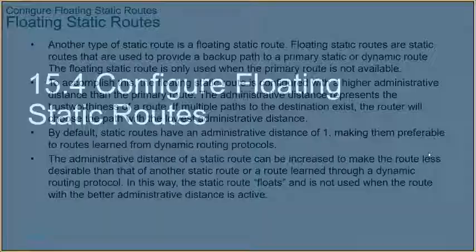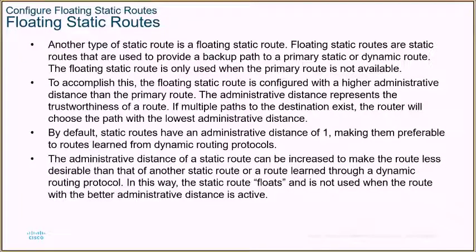All right, now floating static routes. I have mentioned it briefly before. Another type of static route is a floating static route. These are static routes that are used to provide a backup path to a primary static or dynamic route. The floating static route is only used when the primary route is not available. To accomplish this, the floating static route is configured with a higher administrative distance than the primary route. The administrative distance represents the trustworthiness of a route. If multiple paths to the destination exist, the router will choose the path with the lowest admin distance.